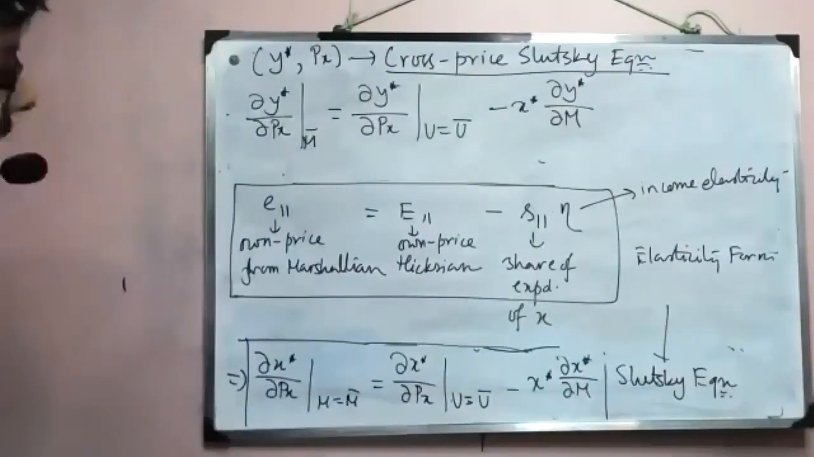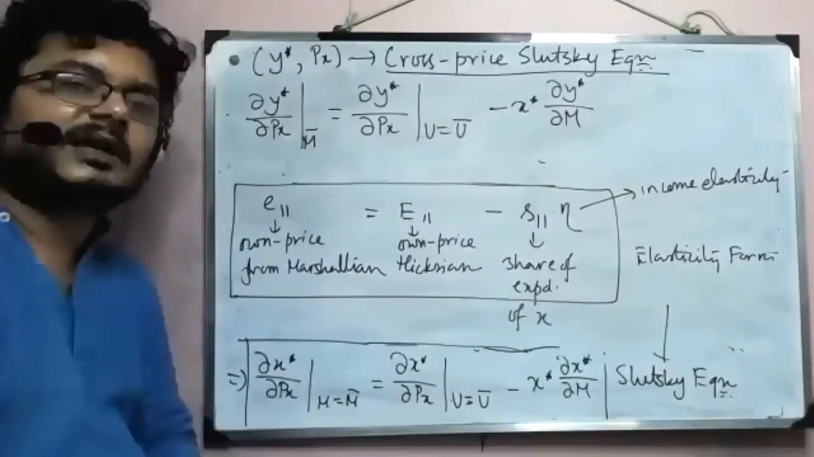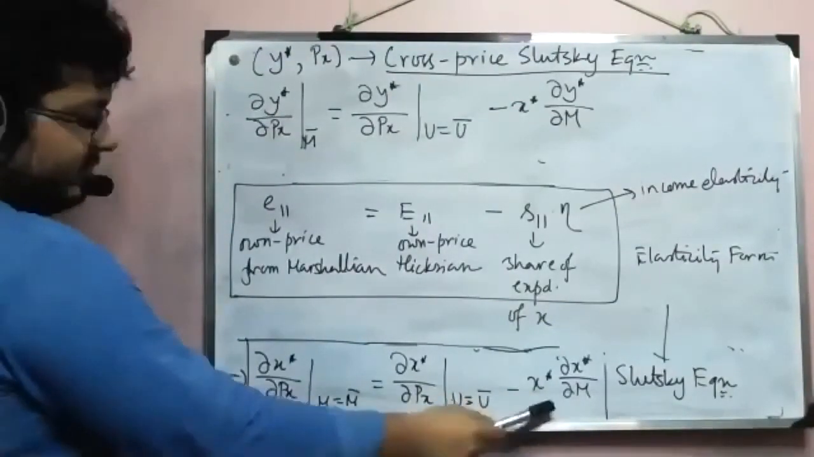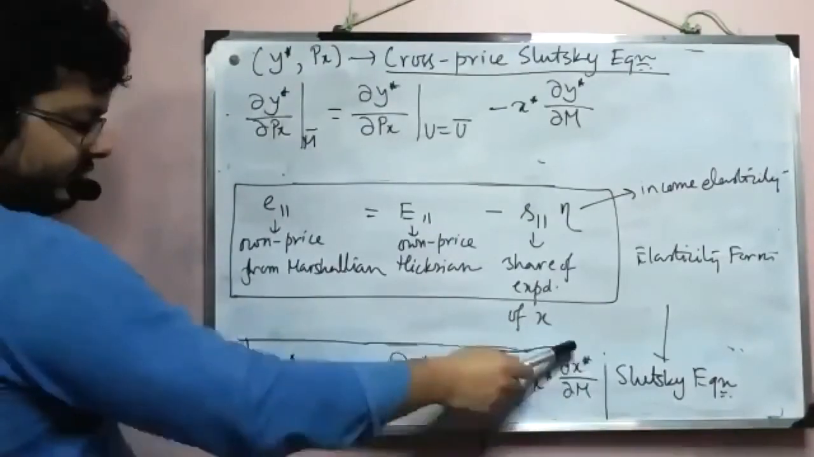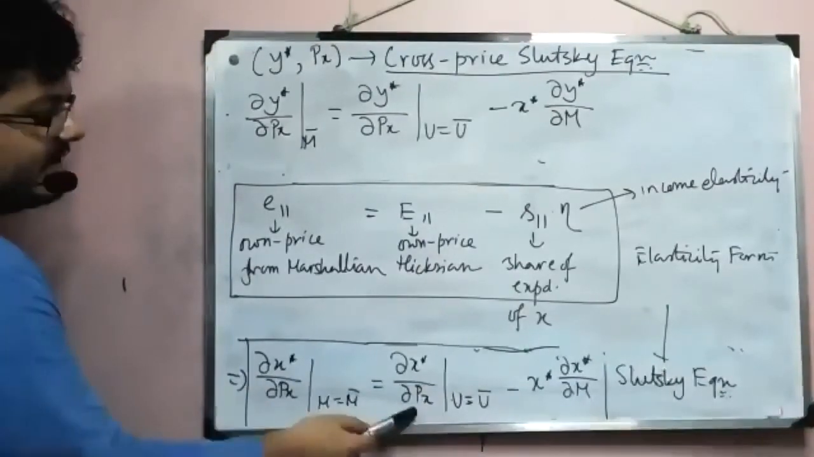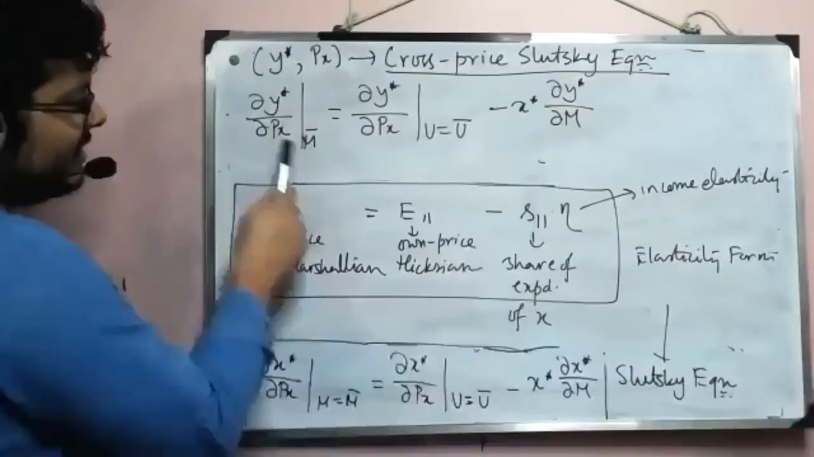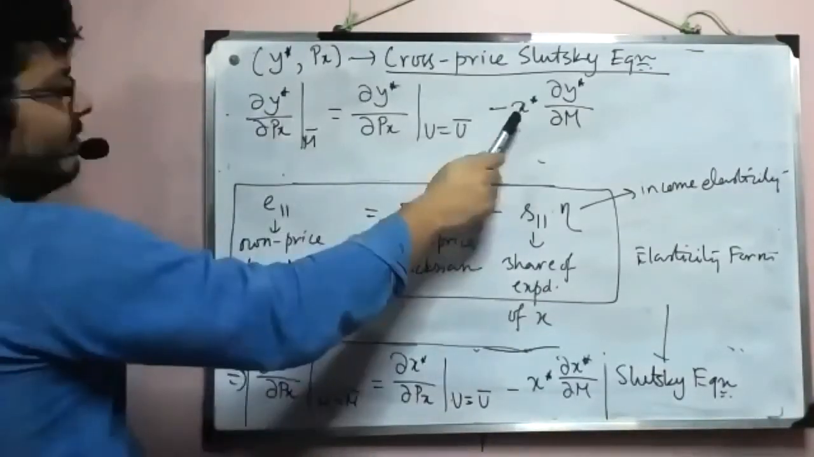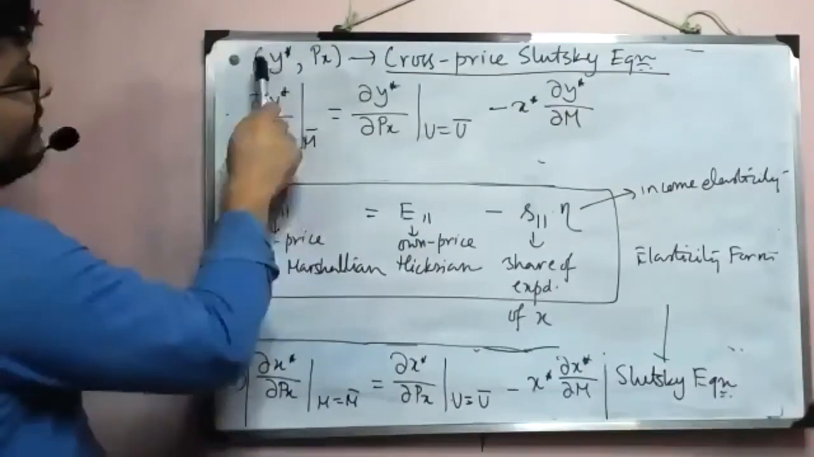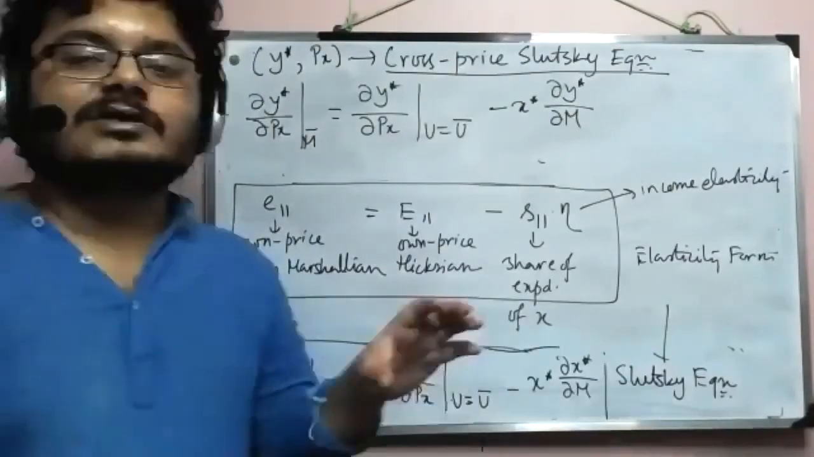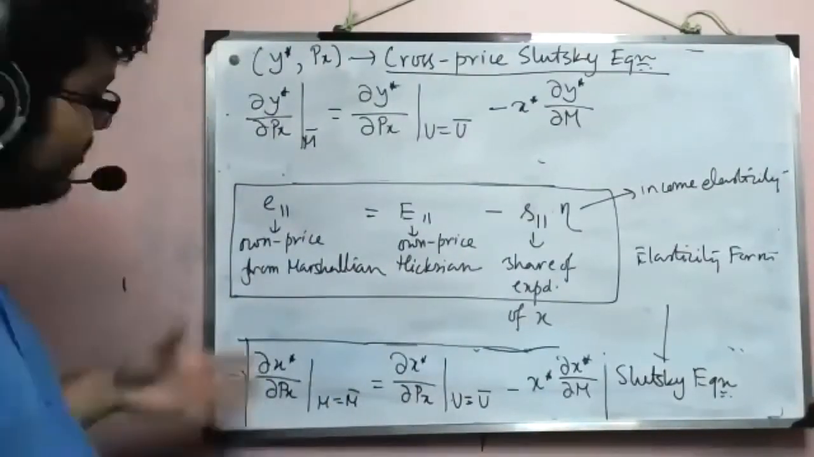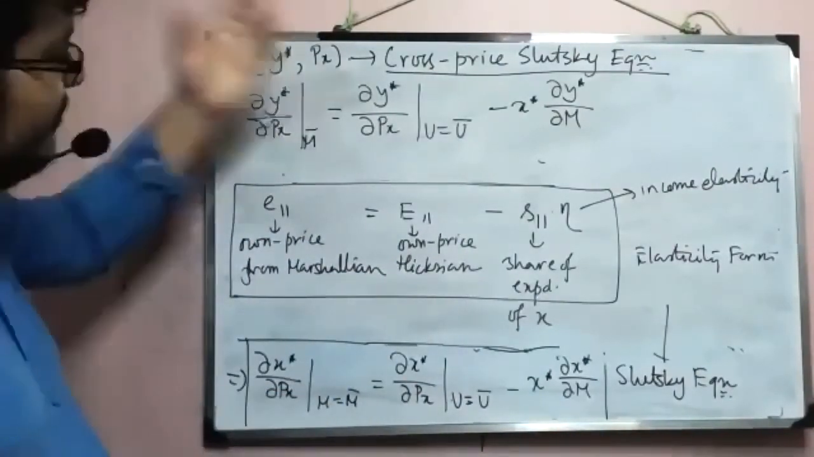Now look at one pattern here, so that if you even forget, you can easily remember. First of all, whether X star or Y star will be multiplied with this del X star del M, that depends on whose price I am taking. So as long as I am differentiating with Px, I will multiply X star here. The moment it changes to Py, I will multiply Y star here. And whether this will be X star or Y star, that depends on which good I am looking at in equilibrium. So if I'm looking at the change of X star, obviously it will be X star. If I'm looking at Y star, then it will be Y star.